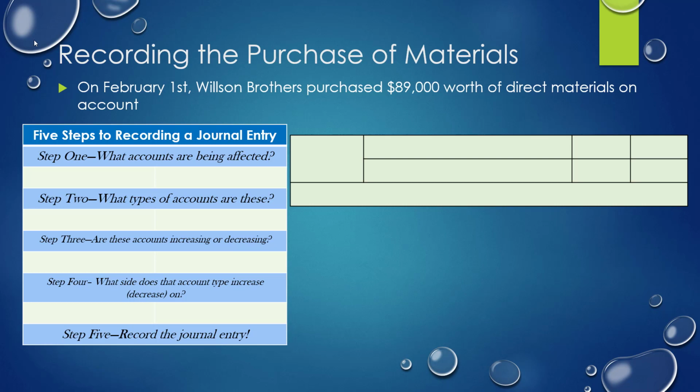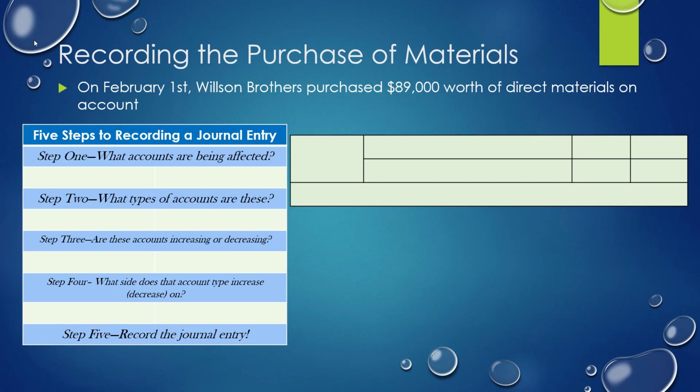Wilson Brothers, we saw the job cost record for job ABC002, but that's not going to be the only job they have during the period. So for the sake of simplicity here, we're going to record all job costs in one collective journal entry. We're going to do so retroactively when the period ends. So going back into our books and setting our books up for the month, we're going to see that on February 1st, Wilson Brothers purchased $89,000 worth of direct materials on account.